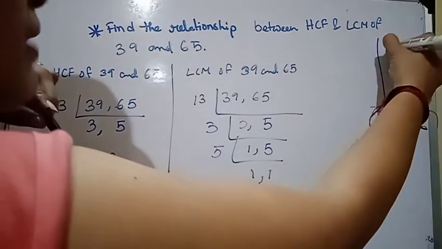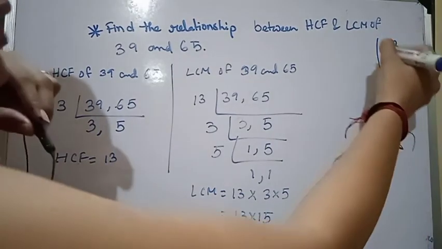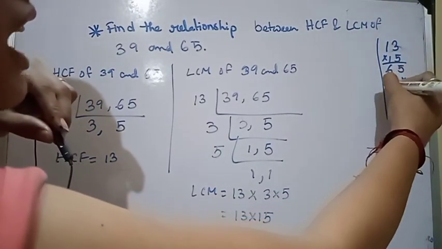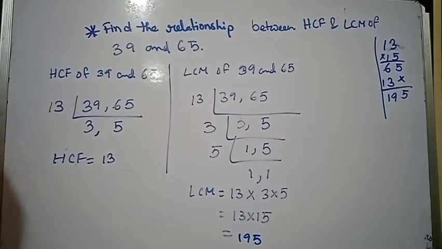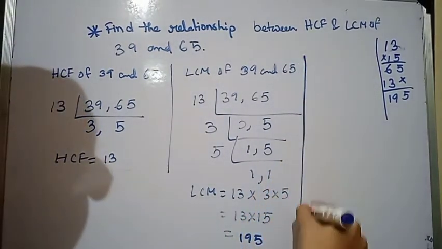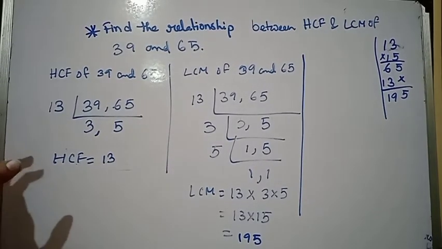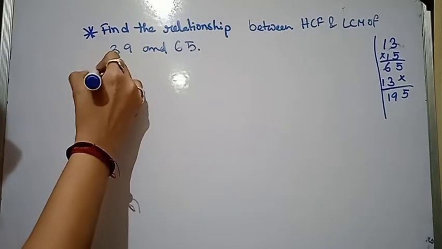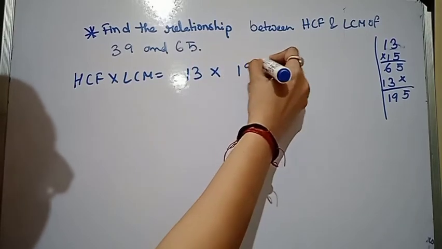What do we get by multiplying 13 and 15? 3 5s are 15, 1 in our hand, 5 1s are 5, 65, 3 and 1, 195. So we get 195 here. Now we are going to find the relation between HCF and LCM, that is, we are going to multiply HCF and LCM. I am rubbing the board to do it fresh. So HCF into LCM: we know HCF is 13 and LCM is 195.